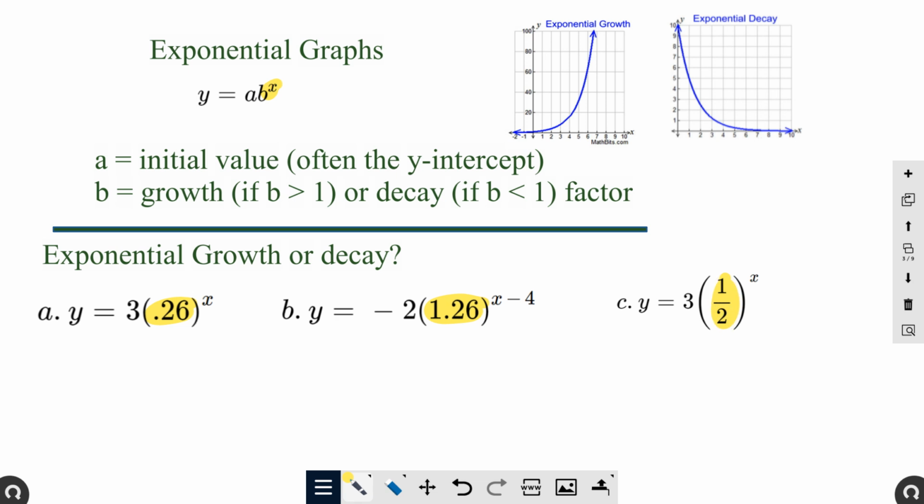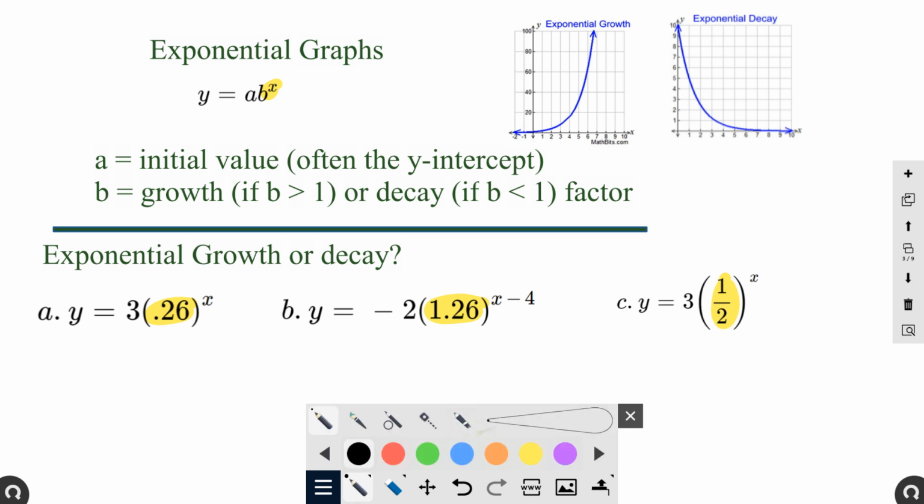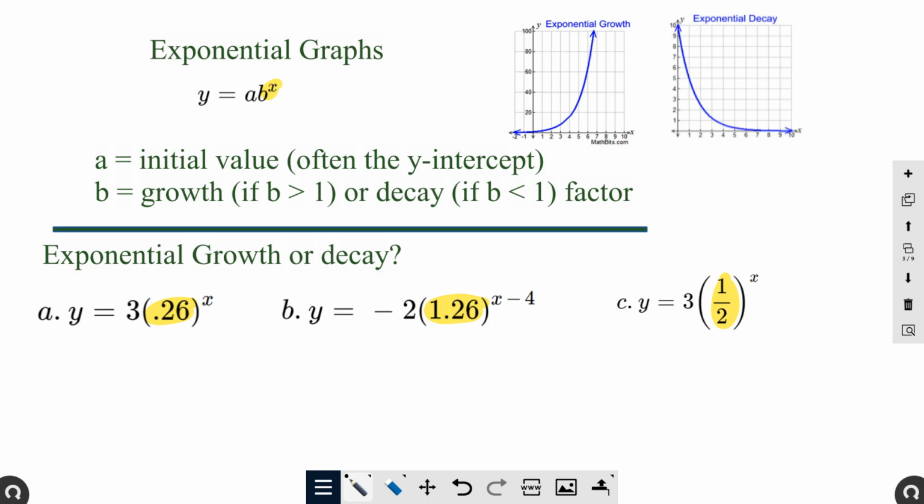So remember, any number that's more than 1 is a growth. Any number that's less than 1 is a decay. So what are we going to say for this one? Decay. 0.26 is less than 1. This one? Growth. And the last one? Decay. Now, just because it's a fraction, does that mean it's always a decay? No, be careful. Make sure that fraction is less than 1. So anything between 0 and 1 is going to be decay. Anything more than 1 is going to be a growth.